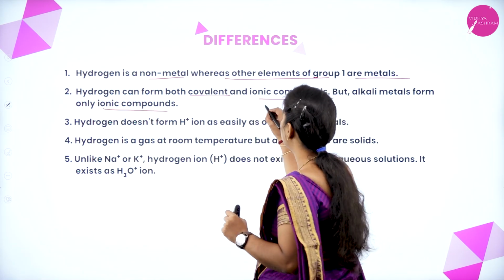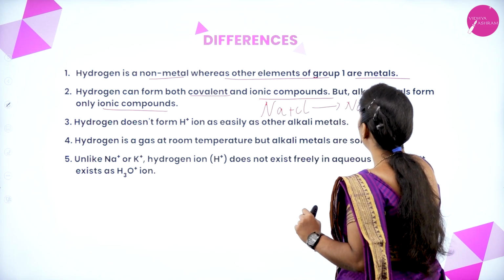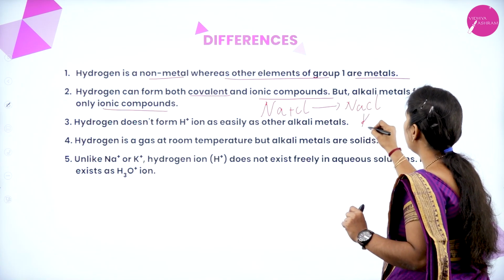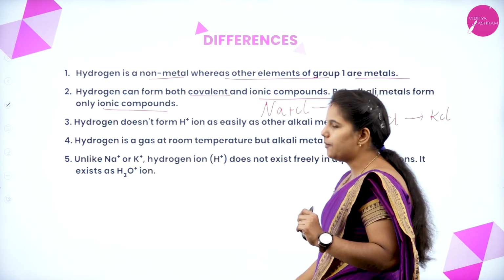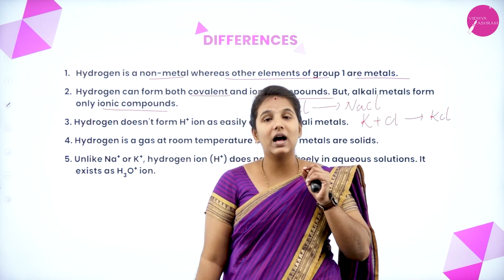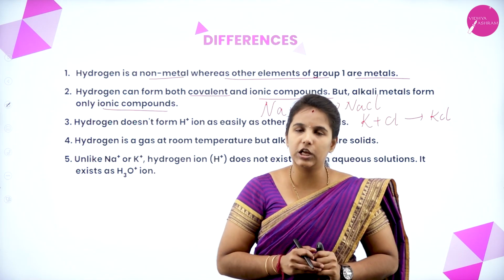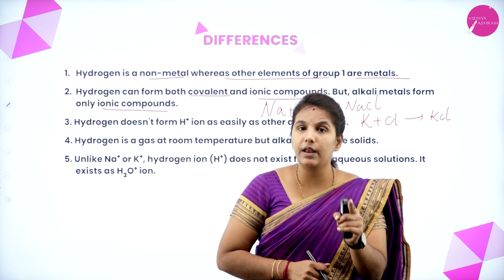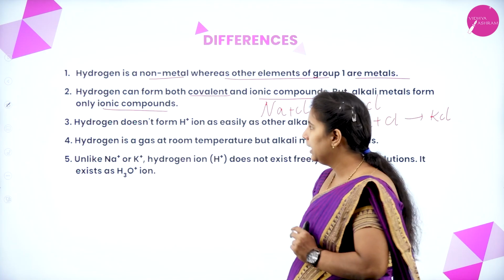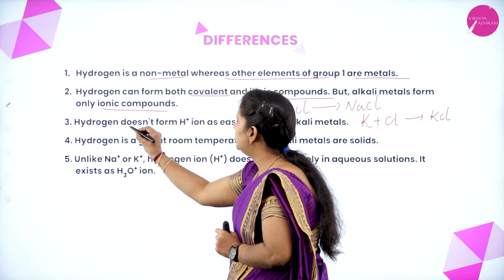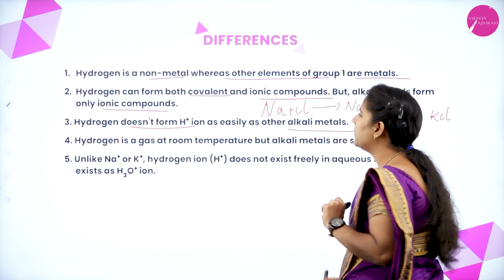That is why sodium reacts with a halogen to form sodium chloride. Similarly, potassium reacts with chlorine and forms potassium chloride. So the alkali metals, the group 1 elements, form what? Ionic compounds. But hydrogen can form both ionic as well as covalent compounds. And hydrogen does not form the H+ ion as easily as alkali metals.